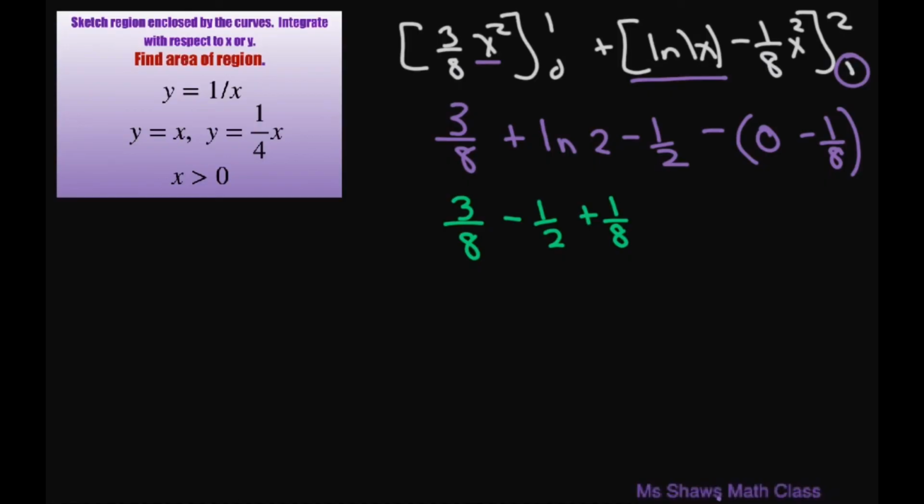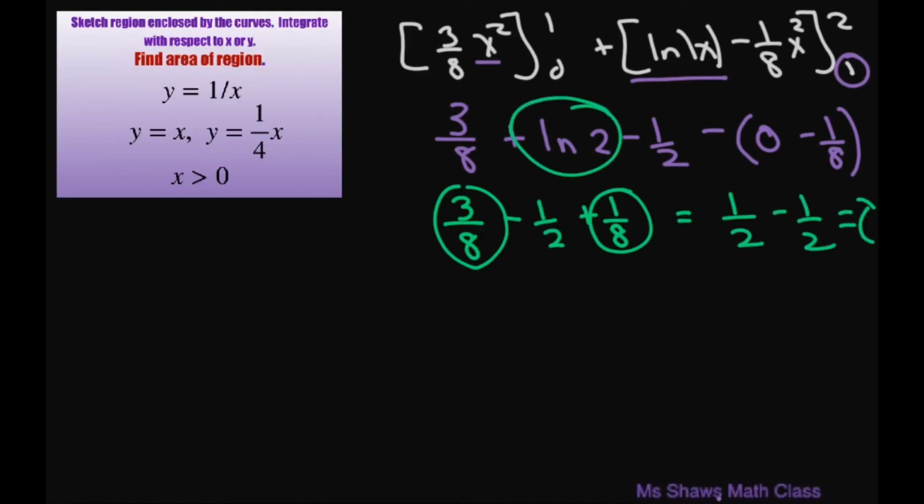All right, let's see what this is. This is going to be 4/8. So this right here is going to be 1/2. 1/2 minus 1/2 equals 0. So all we're left with is ln of 2. So ln of 2 is your area of the region.